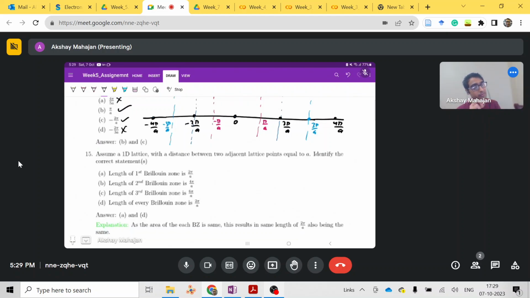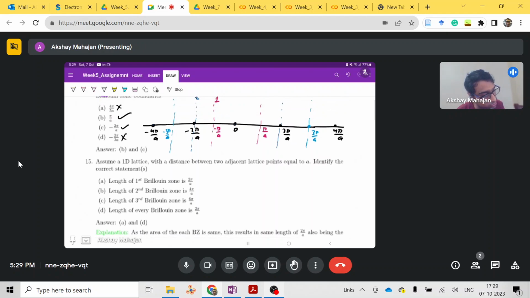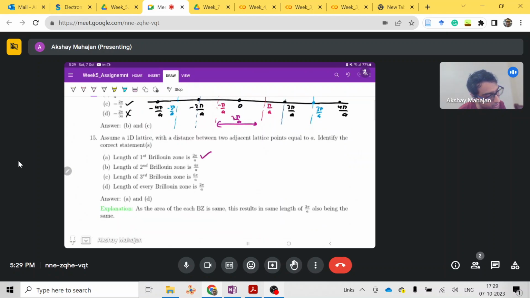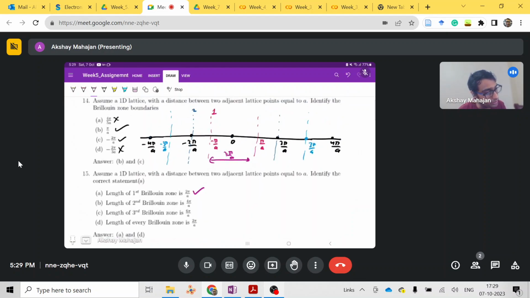Now the last problem: assume a 1D lattice with distance between two adjacent lattice points equal to A. Identify the correct statement. The length of the first Brillouin zone is 2 pi by A. As we drew here, it is from minus pi by A to pi by A, so it is 2 pi by A. That is correct. The length of the second Brillouin zone will also be, on the two sides, pi by A plus pi by A, so the length of the second Brillouin zone is actually 2 pi by A. So it is not 4 pi by A.